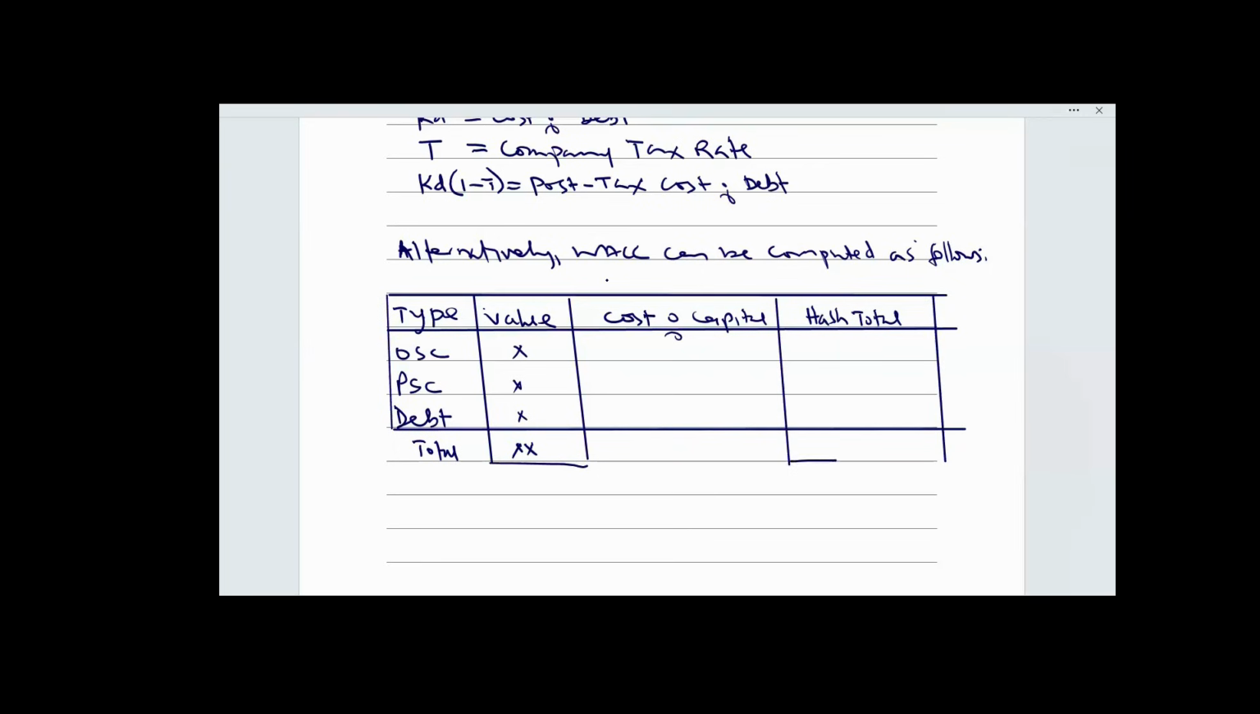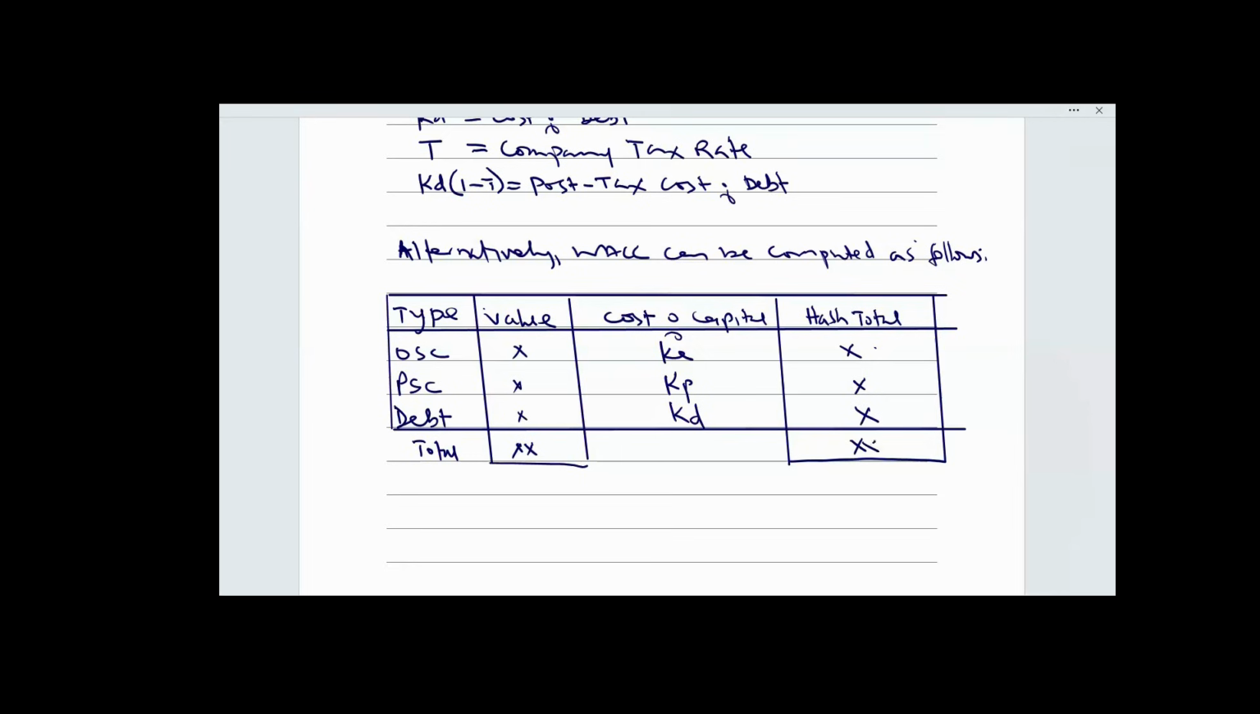Then, so the cost of equity, for example, for ordinary share capital, you have calculated cost of equity, you have calculated cost of preference share, you've also calculated cost of debt. So that's what you are going to put under the cost of capital. So here is KD. To now get the hash total, you are supposed to multiply value with the cost of capital. You get hash total for each type of security.